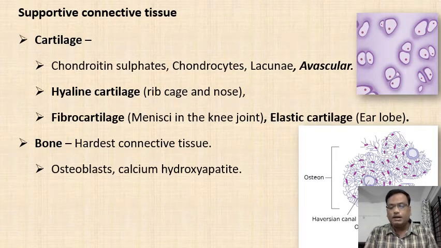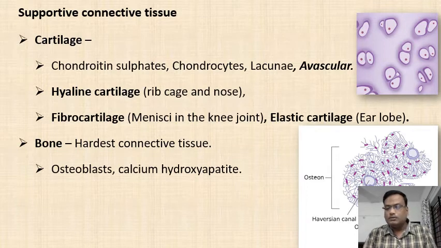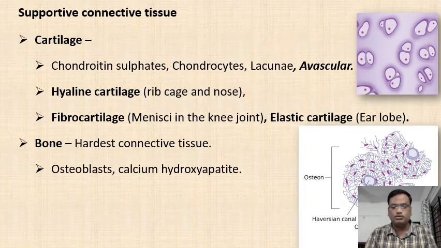Like any other connective tissue, it is also made up of ground substance, cells, and fibers. But here, the ground substance is very hard because of the deposition of calcium hydroxyapatite. The cells of the bone are osteoblasts or osteocytes. At the center of bone there is another tissue called bone marrow, which produces different kinds of cells. And bone is mainly supportive in function.